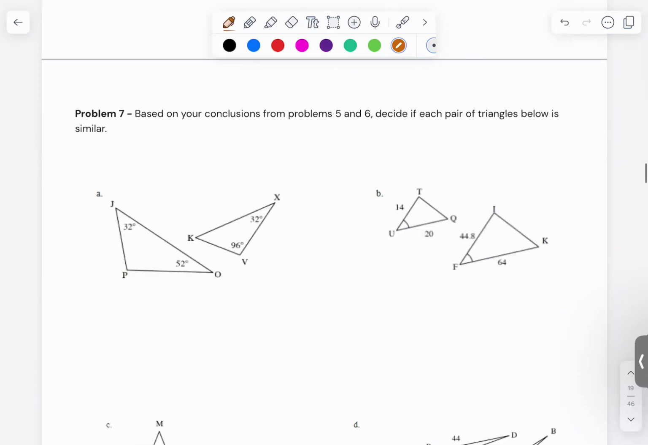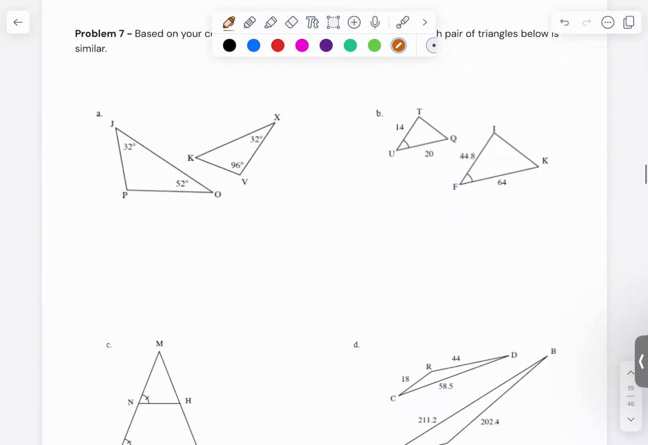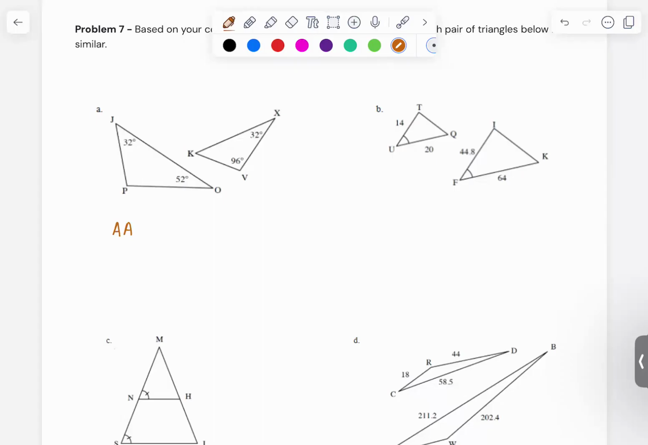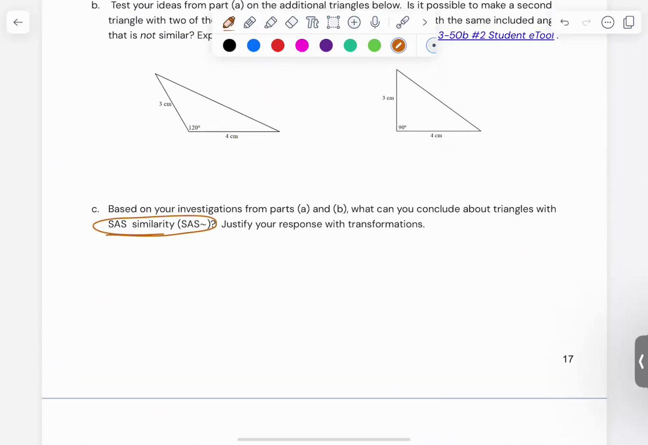But we're actually going to jump to problem 7 here. For this one, looking at problem A, in order to confirm that those two triangles are similar, we would have to try angle-angle similarity. For problem B, we would have to test out side-angle-side similarity, which is what you were doing in the last problem, was side-angle-side.